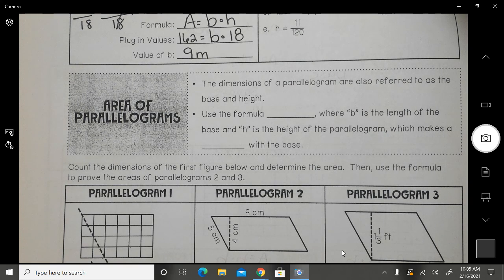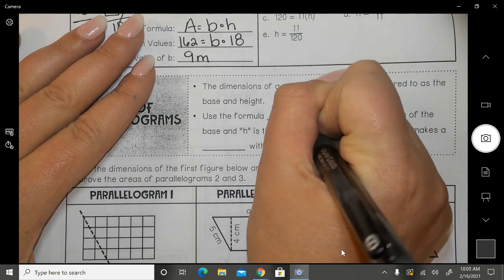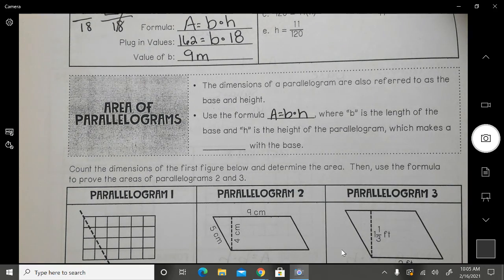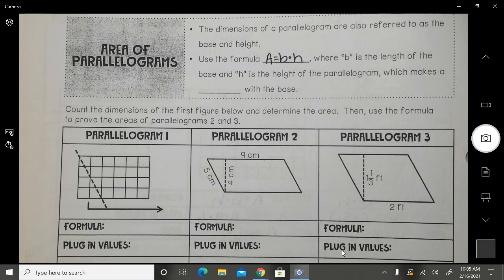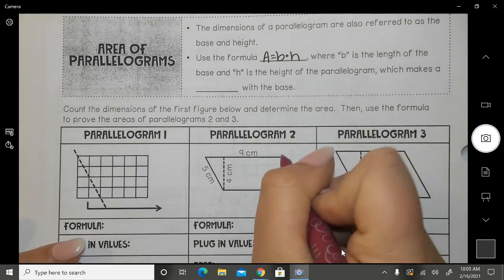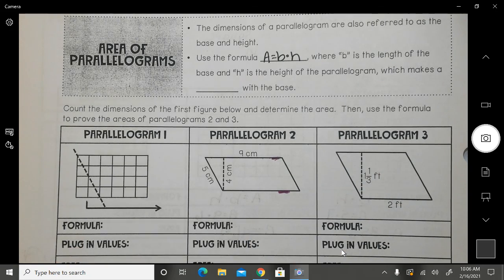Now we're going to talk about parallelograms. Guess what? You haven't done these yet, but the formula is the exact same as a rectangle. So guess what the area of a parallelogram is going to be? Area equals base times height. So when it comes to a parallelogram, the height is from base to base. So when I mean base to base, I mean from here to here. So from base to base is your height, how tall it is.